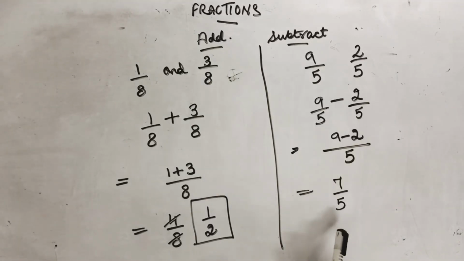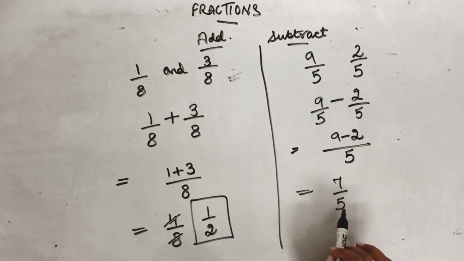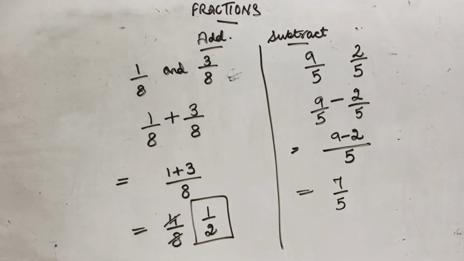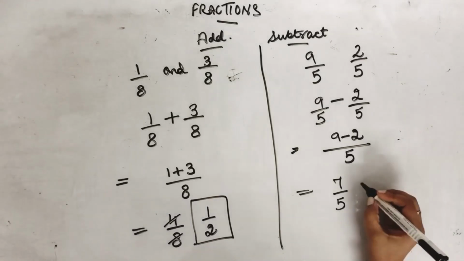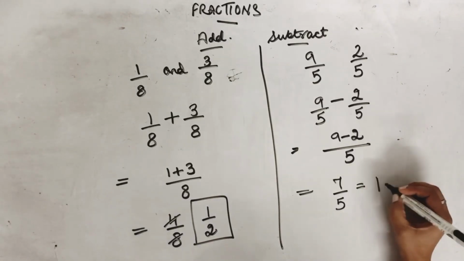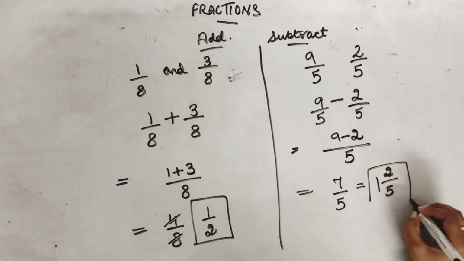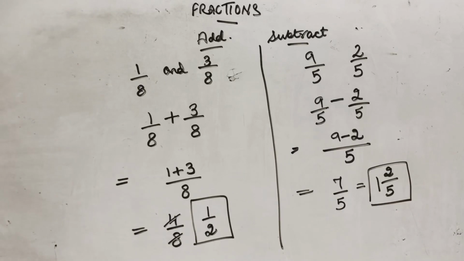Now this is an improper fraction because the numerator is greater than the denominator, and you can convert improper fractions into mixed fractions. Convert this into a mixed fraction. It will be 1 integer 2 by 5. This is the answer. This one is also correct and this one is also correct.